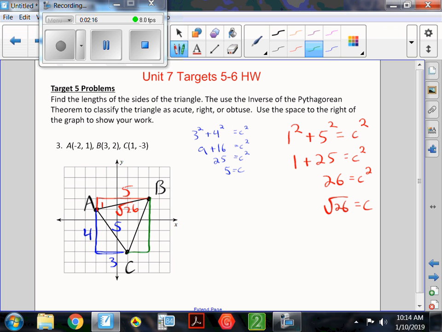And for the last one, if I draw a triangle from C to B, I'll go over to the horizontal. So from C to B, go over to the right 2. Go up and down 5. And so Pythagorean theorem with a 2 and a 5. 2 squared plus 5 squared equals C squared. So 4 plus 25 equals C squared. 29 equals C squared. So C is equal to the square root of 29, which is larger than the square root of 26. So the square root of 29 is my largest side.